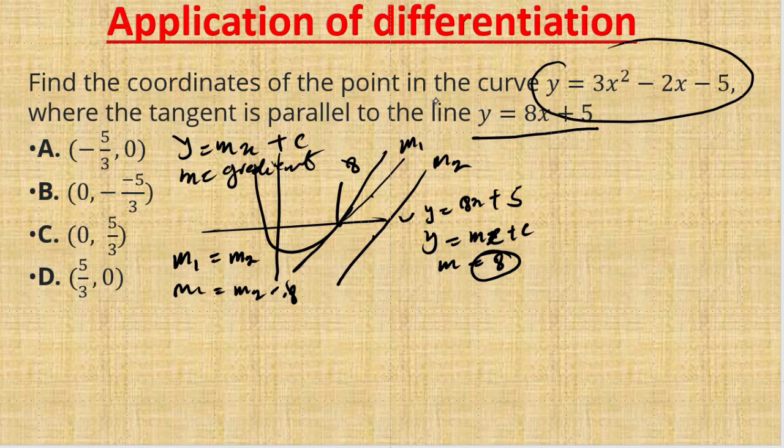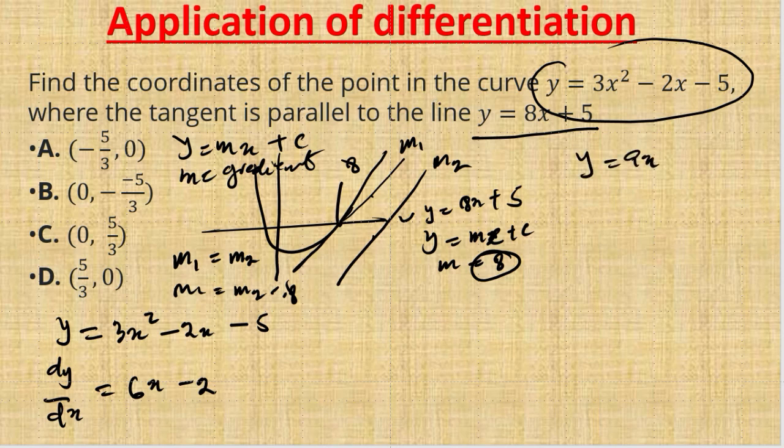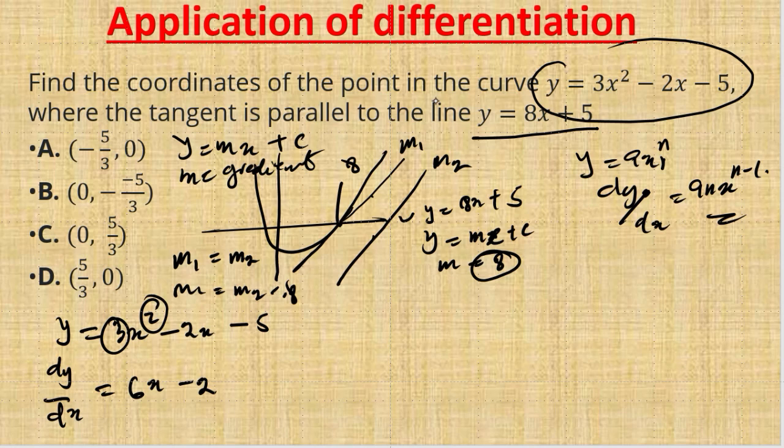So if the gradient is 8, my y for the curve is given as 3x squared minus 2x minus 5. That tells me that my dy/dx, which is also my gradient, is 6x minus 2. I have simply applied the formula that says that when y equals ax raised to power n, dy/dx equals anx raised to power n minus 1. So my a here is 3 and my n is 2. a multiplied by n is 3 times 2, which is 6. x raised to power 2 minus 1, then I have 1 left.